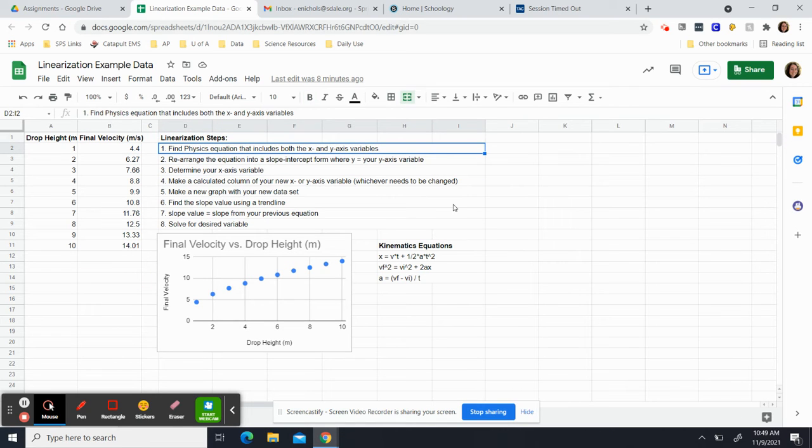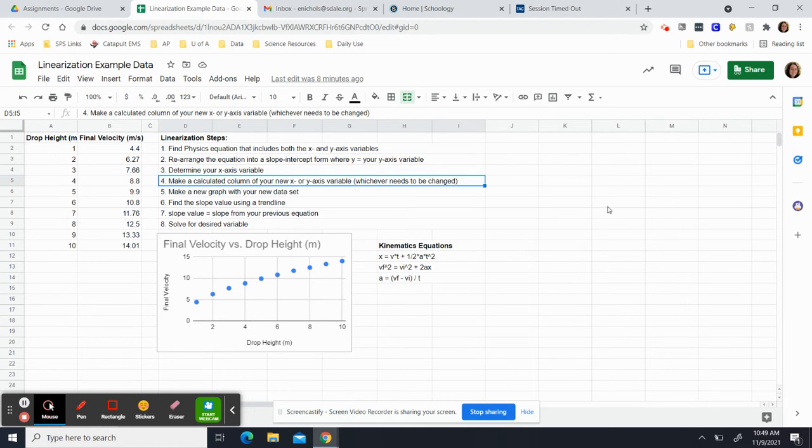The first step is to find a physics equation that includes both my x and y axis variables. If it doesn't have both, that's not going to help me. And I've got to rearrange that equation into a slope-intercept form that matches the graph I already made. Then I have to figure out what my x-axis variable should be, and I already should have figured out what my y-axis variable should be to make the graph come out linear. That's why we put it in slope-intercept form.